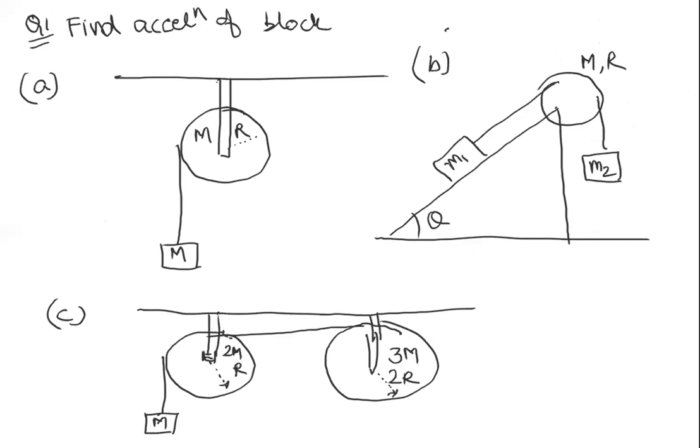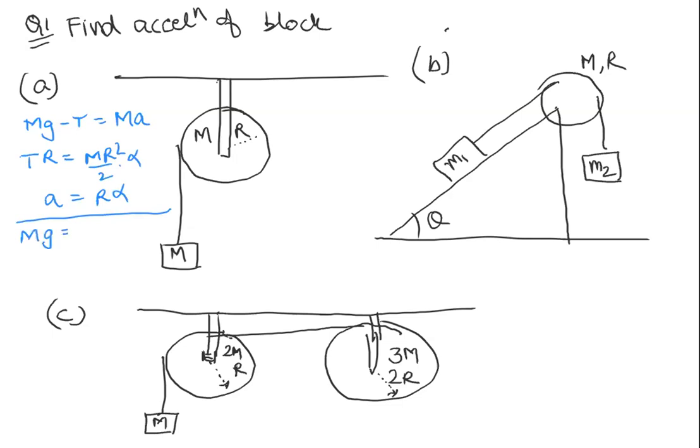So the equation, the first one will be mg minus T is equal to ma, and torque: TR is equal to mr square by 2 alpha, and a is equal to r alpha. When you put the value of alpha and everything and you add it up, mg is equal to 3ma by 2. So a is equal to 2g by 3.